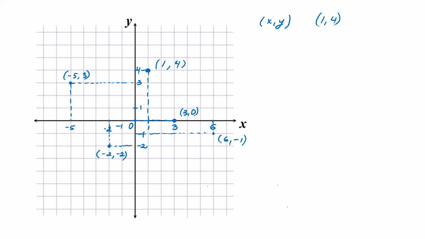What about this one? What can I see? Again, the x coordinate is 6 and the y coordinate is 0. Now, what about this one? The x coordinate is -2 and the y coordinate is 0. For this one, the x coordinate is -5 and the y coordinate is 0.